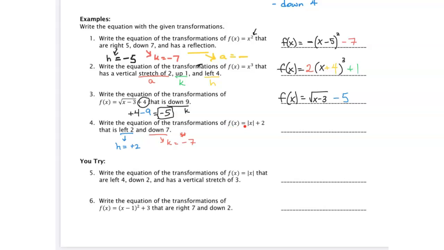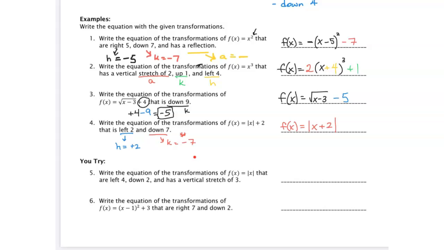So f of x equals the absolute value of x. There was no original h in here other than 0. So therefore, we can immediately just go ahead and add in that 2 for our h. So f of x equals the absolute value of x. It's going to be a plus 2 here.